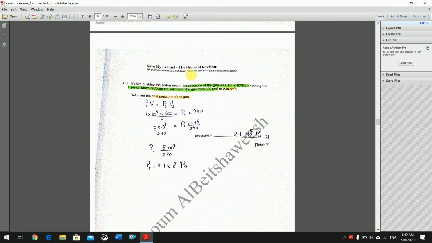Before pushing the piston down, the pressure of the gas was 1 × 10⁵ pascals. Pushing the piston down reduces the volume from 500 centimeters cubed, which is the initial volume, to 240, which is the final volume. We want the final pressure. So we go, as we did in the previous examples, P1 V1 equals P2 V2. Substitute the values that you have. So you'll end up with a pressure of 2.1 × 10⁵ pascals.